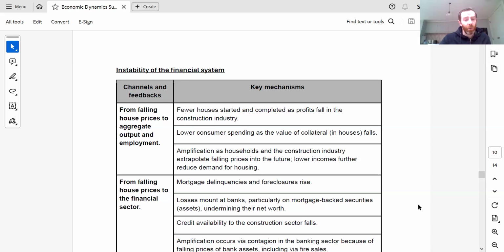And this just shows us how crucial, how central housing actually is to huge parts of the economy because of this connection with the banking sector. So the first thing to look at here: falling house prices. How could that affect aggregate output and employment?